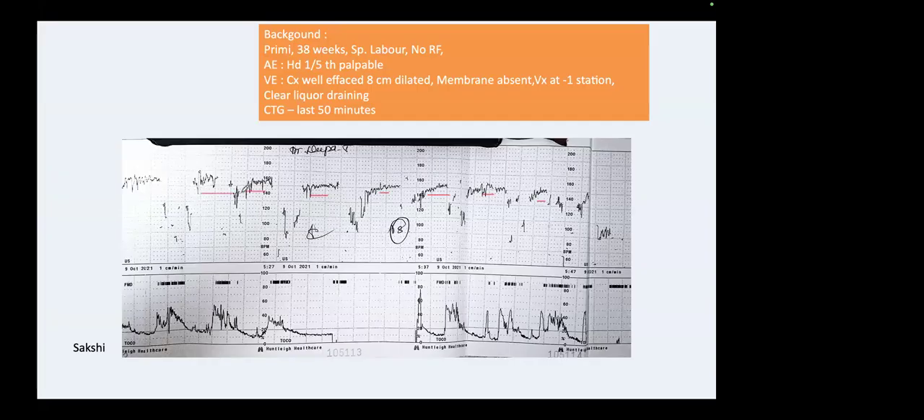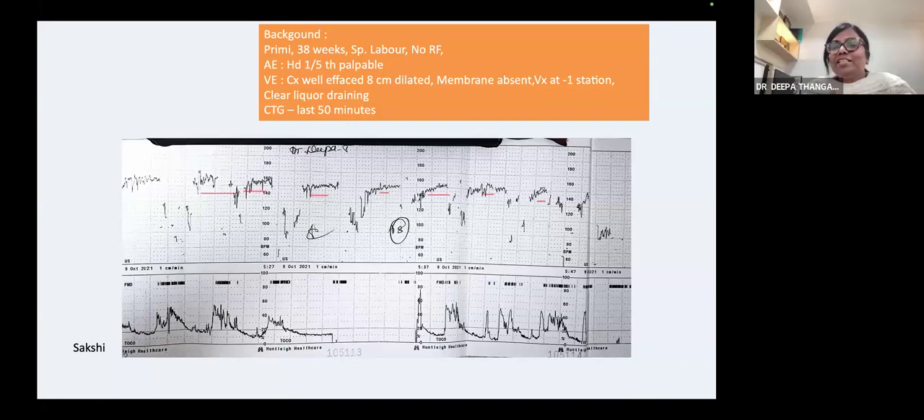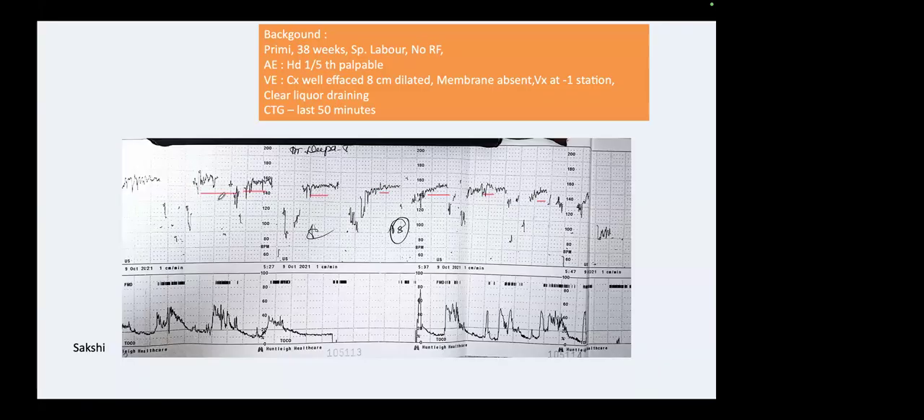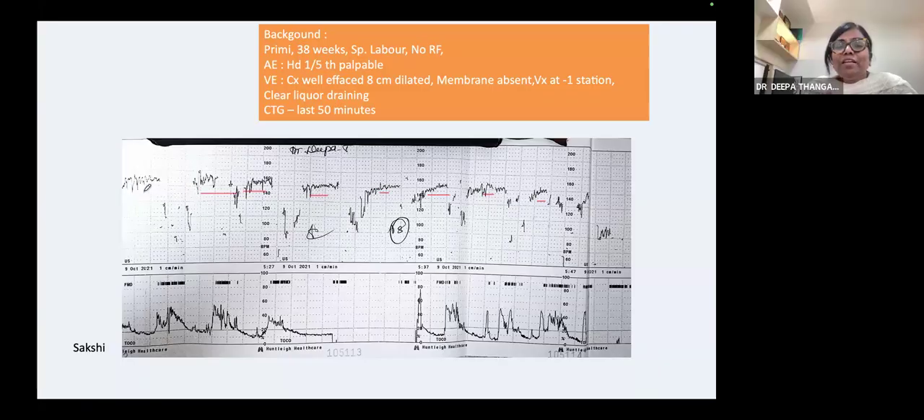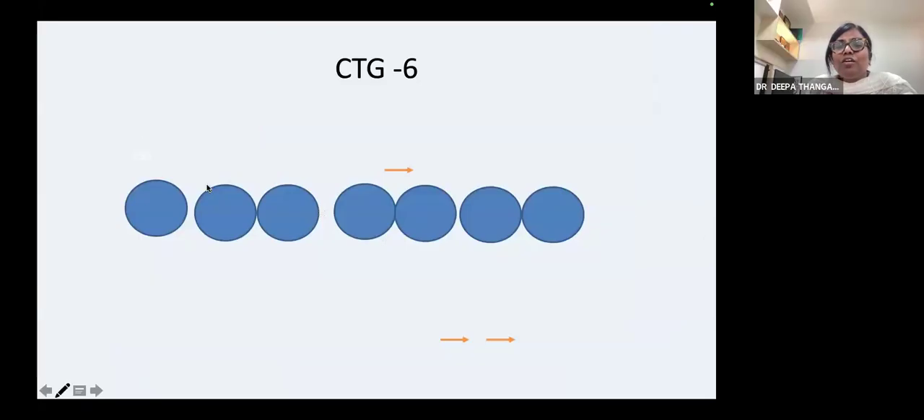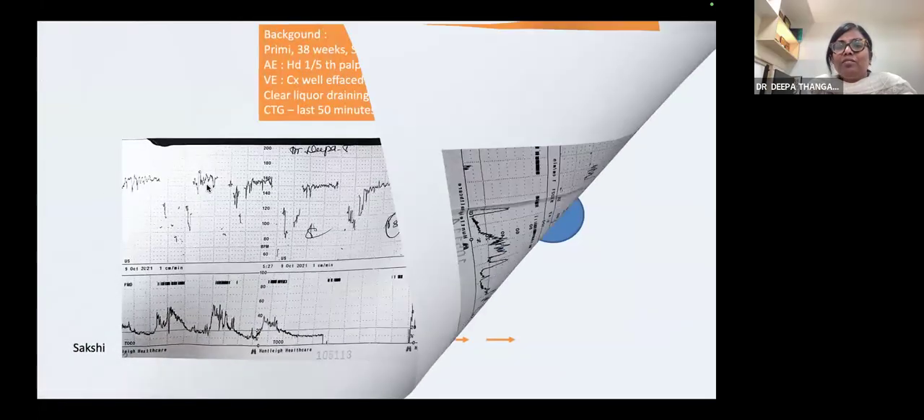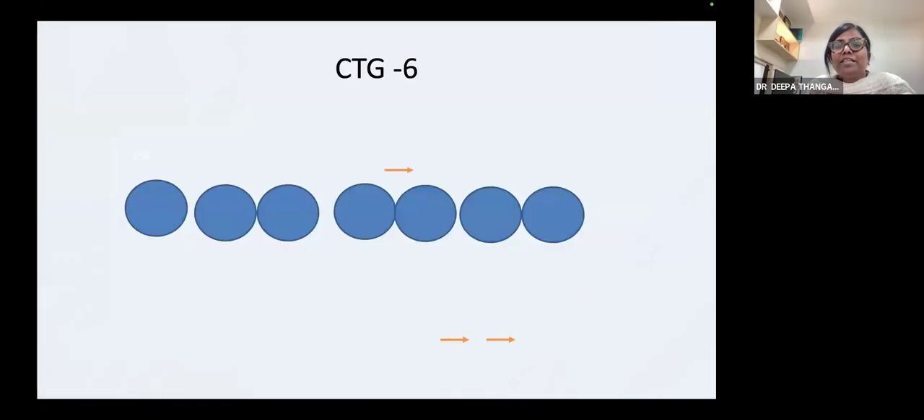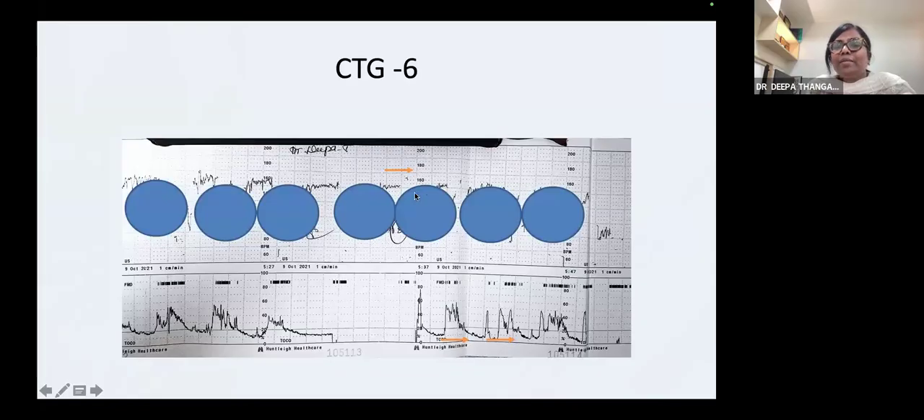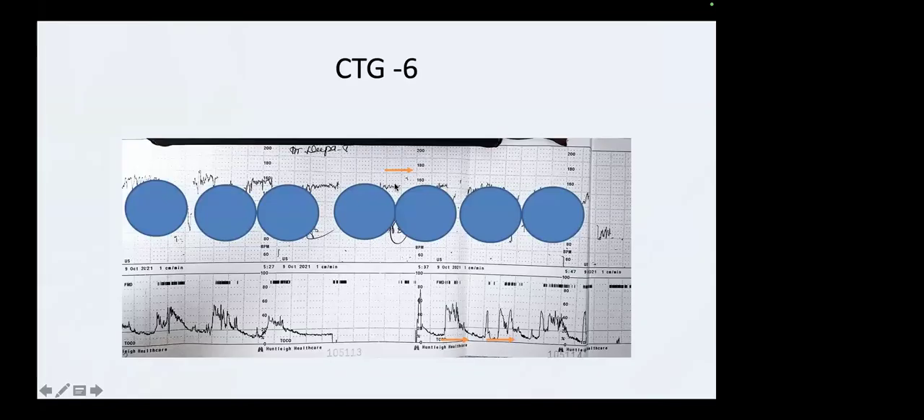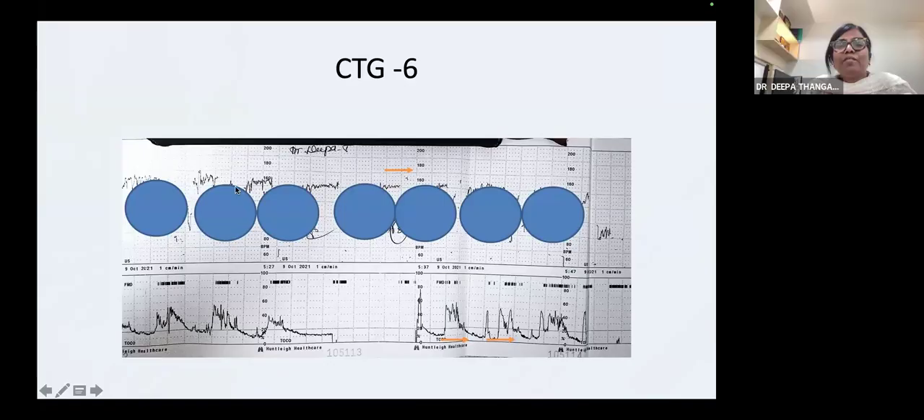Is it stable? Very good. Yes, ma'am. No, ma'am. Why no? It's okay. Whenever you have doubt, just look at the CTG trace and see if it's stable. One line it is coming, right? Yes, ma'am. So here 160 is coming exactly in one line.